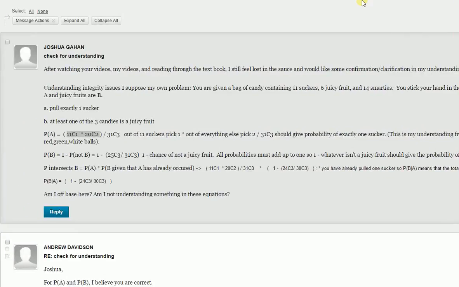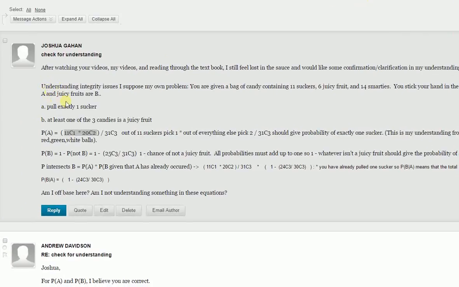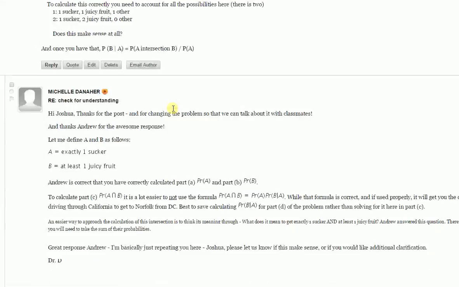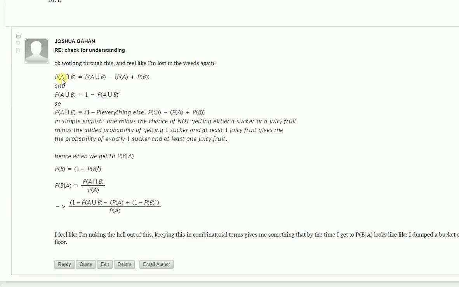A is the event that you pull out exactly one sucker, and B is the event that at least one of the 3 candies is a juicy fruit. Okay, so I'm going to go with that. I'm trying to get down to how we calculate the probability of A and B, or A intersection B. So let me go to my board.